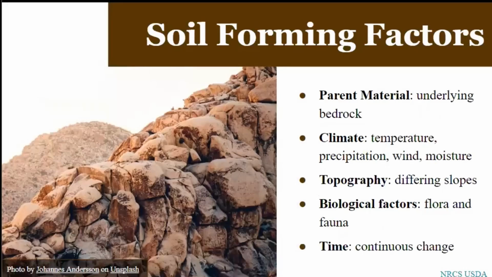But what is soil exactly? First we need to think about the soil forming factors to understand how soil comes to be. So first and foremost, there is an underlying bedrock, known as a parent material. That will weather away due to climate, so temperature, precipitation, wind, moisture is just breaking apart those rocks, and that eventually becomes fine enough to look like the soil that we think of. Topography, if there's differing slopes, like you see in this image, there's a sloped rock there.